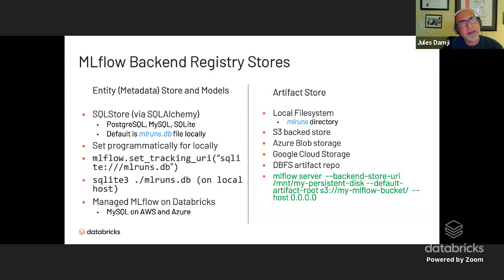And then when you launch the server for people to connect to your tracking server, you can just provide those as part of the command line arguments and run with it. So that, in essence, is what the backend is supported by the model registry. And these are all the different artifact stores that we support, and you can use your model registry with any of these SQLAlchemy compatible stores for the entity and metadata.